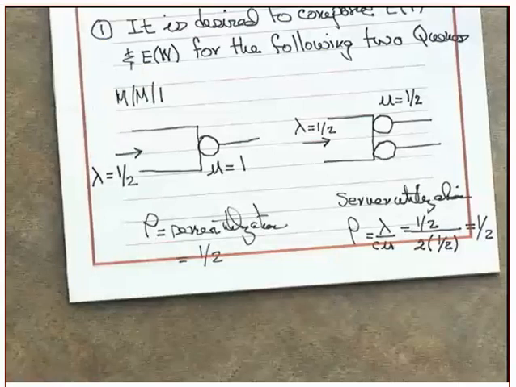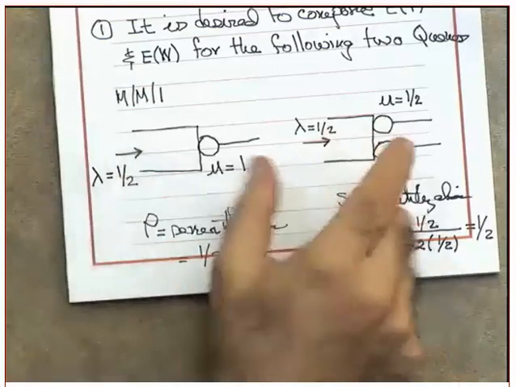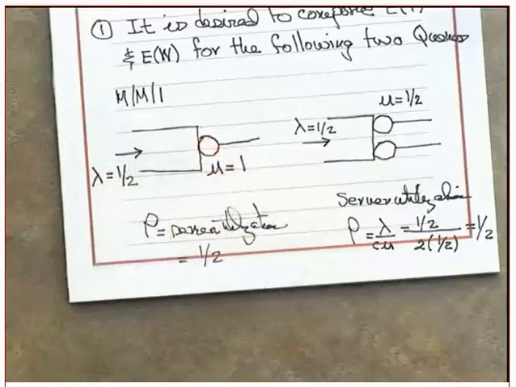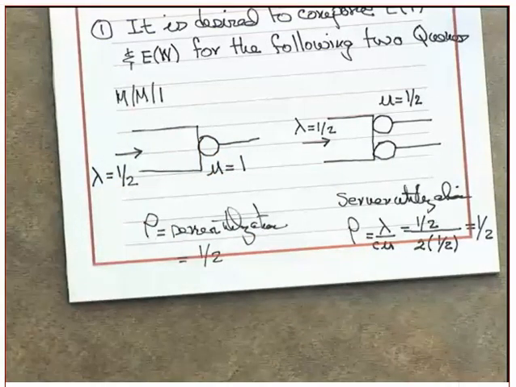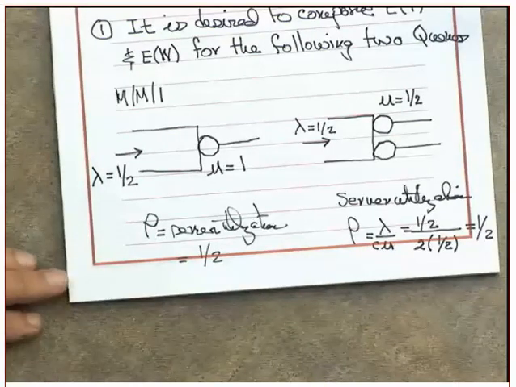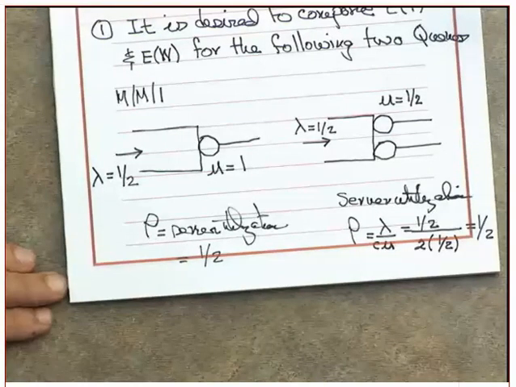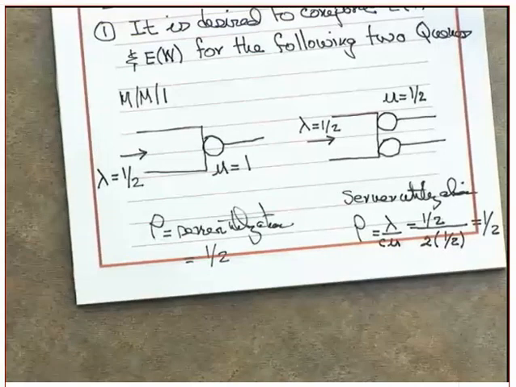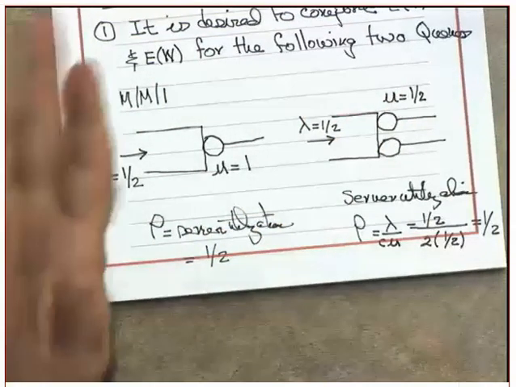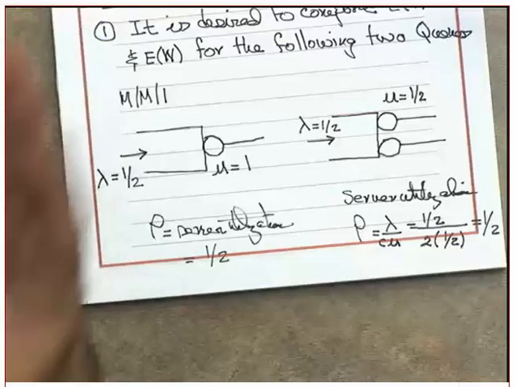Clear? What is the question asking you? He is asking you to compare E of T, which is the average total time spent in the system, and E of W, which is the average waiting time. Average waiting time. What does your intuition tell you before we prove it analytically? Intuition.